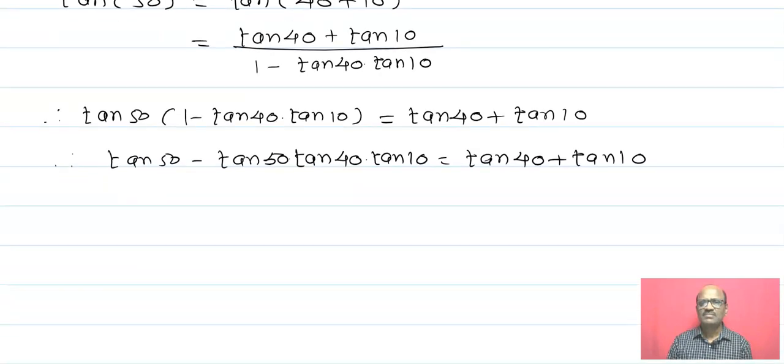Now, again, tan of 50 into tan 40, the value of this is 1. How is it? Now, see this.